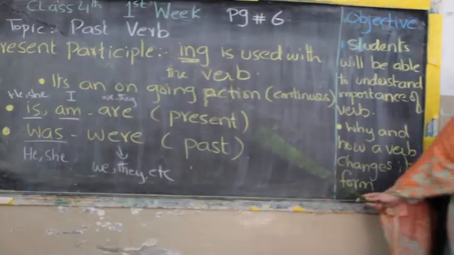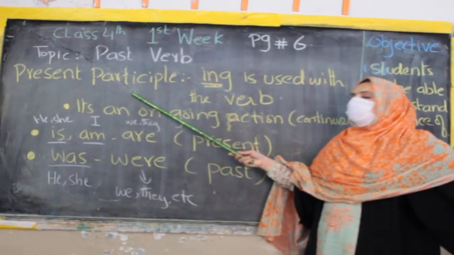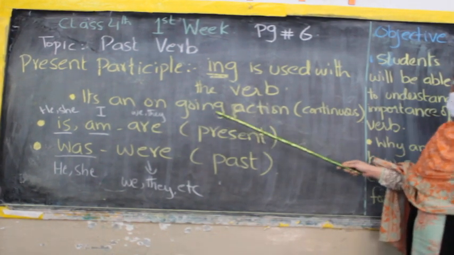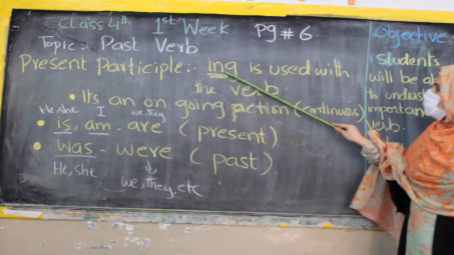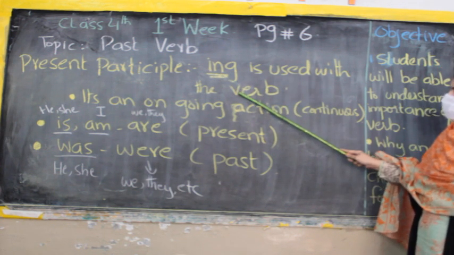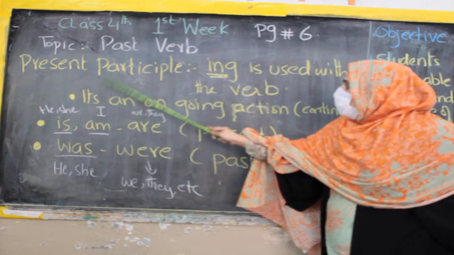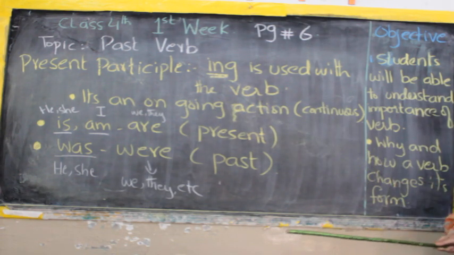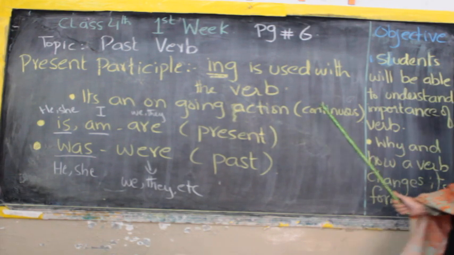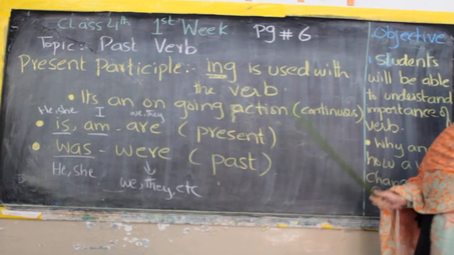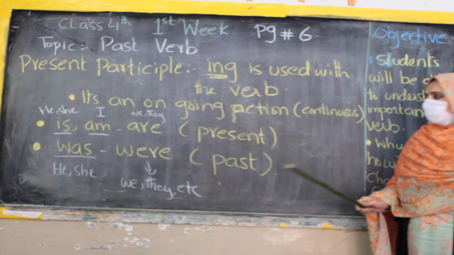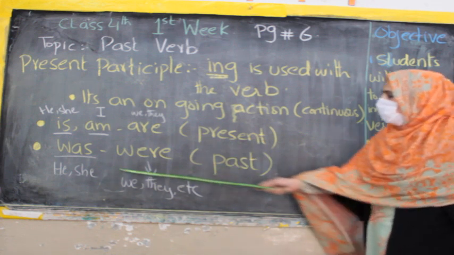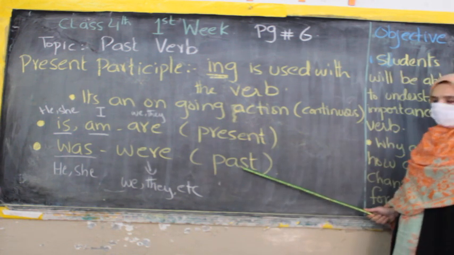Now last but not the least, we are going to discuss present participle. Now according to the rules of English grammar, we use ing with the verb. When we use ing with the verb, present participle means that it's an ongoing action, which means it is not yet finished. It is in continuous form. I always tell my students to keep certain things in their mind, that is, am, is, are are used in present tense, was and were are used in the past tense.